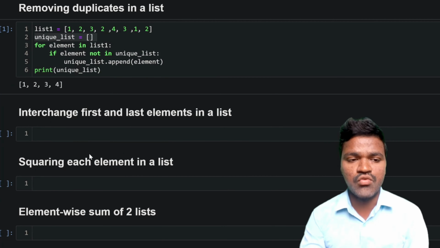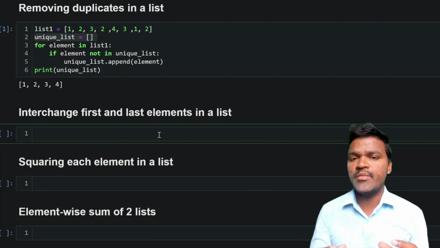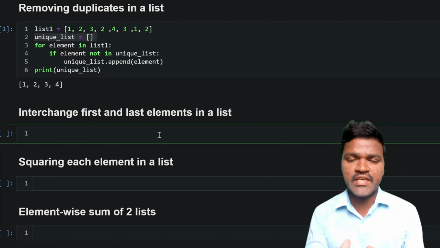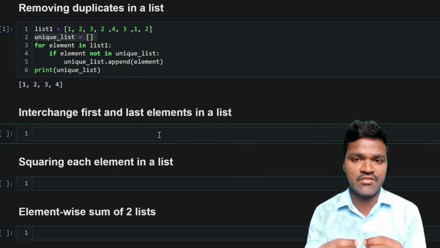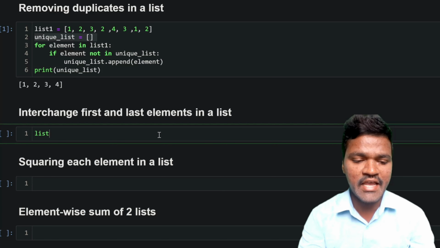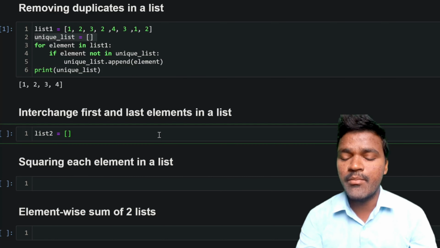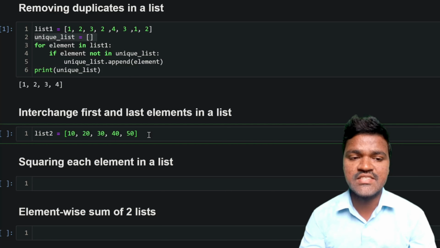Let us go ahead and see one more problem, which is interchanging the first and last elements in a list. In a list, we will have some elements, right? What we are doing here is interchanging the first element and the last element that we have inside of a list. So let us go ahead and solve this problem. For that, I will take a list2, and inside of this list2, I will consider some elements. I'm taking 10, 20, 30, 40 and 50. This is just a simple example to understand clearly.